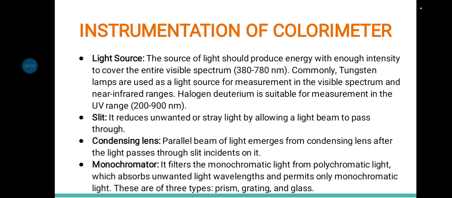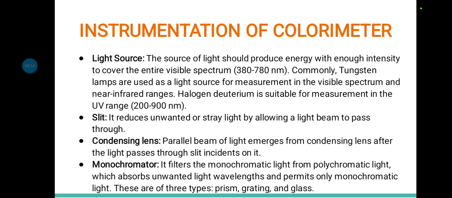Next one is the slit. We need a slit to reduce the unwanted light beam from passing through. Then we have a condensing lens, from which a parallel beam of light emerges after the light passes through the slit and is incident on it. So first the light source passes through the slit, then to the condensing lens, where a parallel beam of light is passed through this lens.